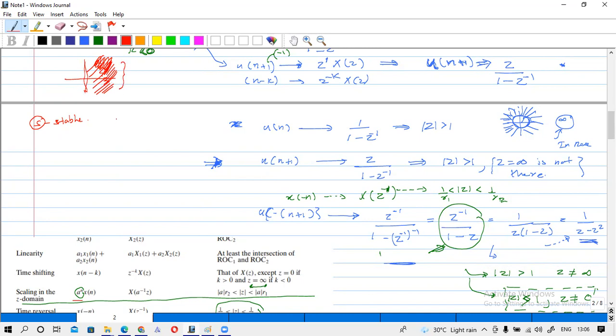But in Z domain, the poles should be inside the unit circle. So in the Z plane, if you draw a unit circle, all poles should be inside the unit circle. Then the system is stable. If any pole is outside the unit circle, we can say that the system is not stable.